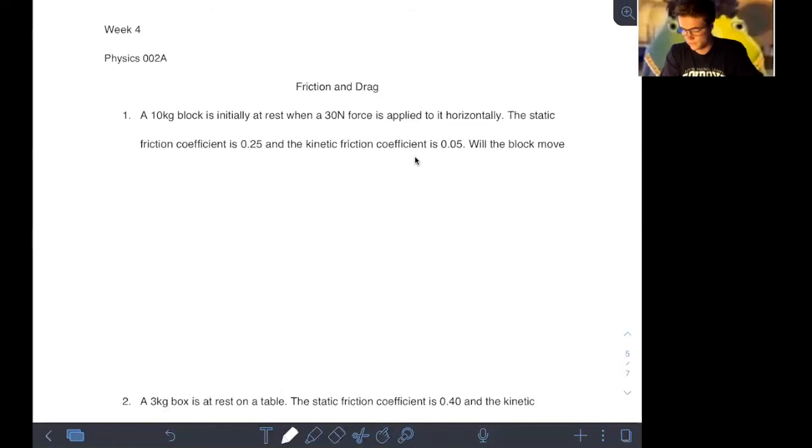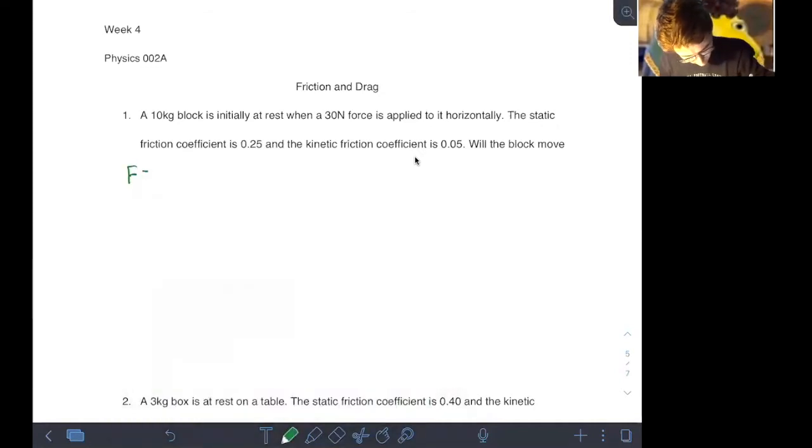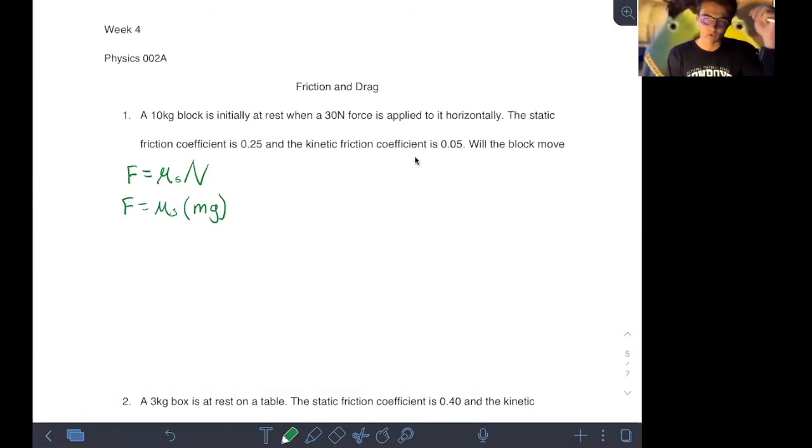Okay, so how do we do this? Well, there's a simple formula. F equals mu S times N. So if we draw this out, N is just mass times gravity. If we substitute mass times gravity here, F equals mu static times mass times gravity. This is essentially how much force is going to be applied downwards.